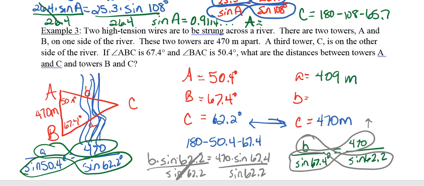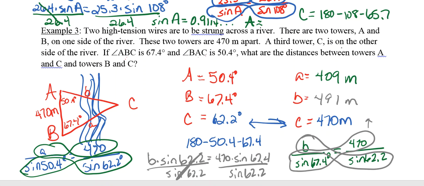470 times sine of 67.4. Close the parenthesis. Divide it by sine of 62.2. And I have 491 approximately. So let's check. This B is my biggest angle. 491 is my biggest side, so those match. Angle A is my smallest angle, and 409 is my smallest side.